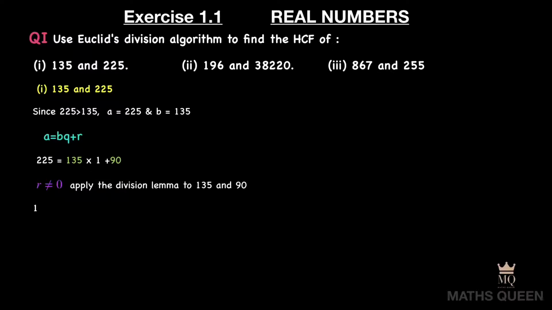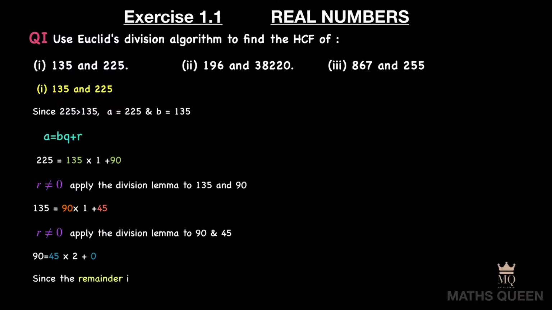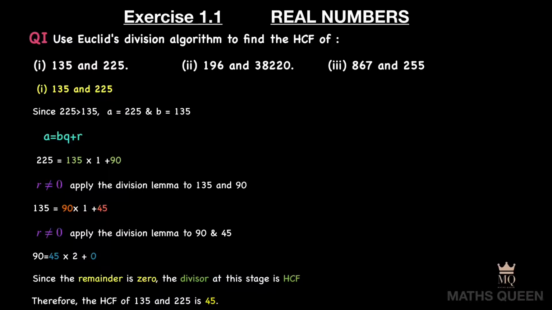That is 225 is equal to 135 into 1 plus 90. Here the remainder is 90, which is not equal to 0. So we apply the division lemma to the divisor and the remainder, that is 135 and 90 in this case. We get 135 is equal to 90 into 1 plus 45. Here also the remainder is not equal to 0. So we apply the division lemma to the divisor, that is 90, and the remainder, that is 45. So 90 is equal to 45 into 2 plus 0. When the remainder becomes 0, the divisor will be the HCF. So the HCF of 135 and 225 is 45.